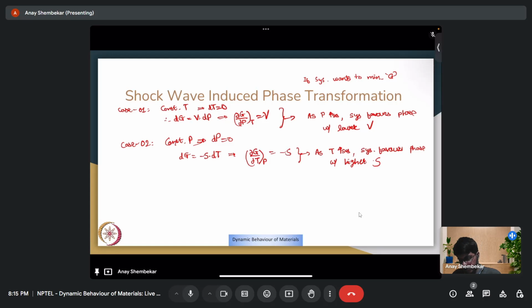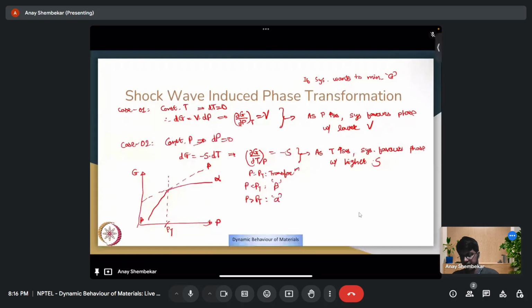So if I were to draw this in a diagram, a T versus P diagram, suppose this is the transition pressure. This is my phase beta, this is my phase alpha. So at P equal to Pt, transformation occurs. For P less than Pt, beta is the preferred state; for P greater than Pt, alpha is the preferred phase.